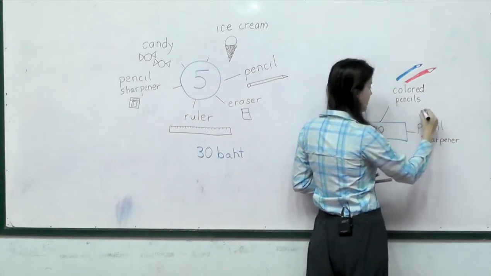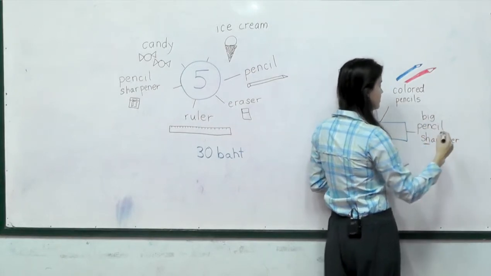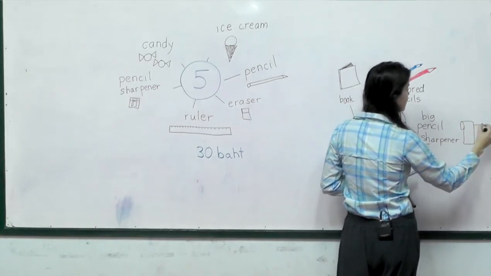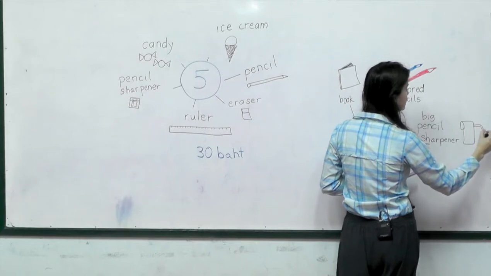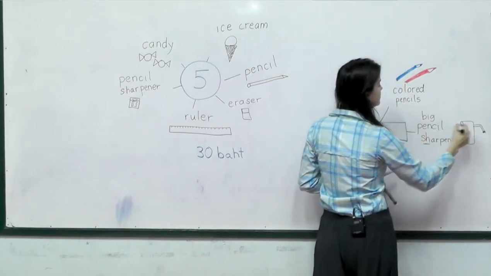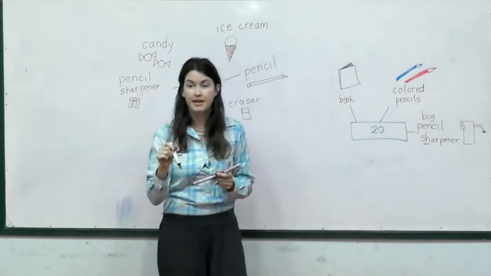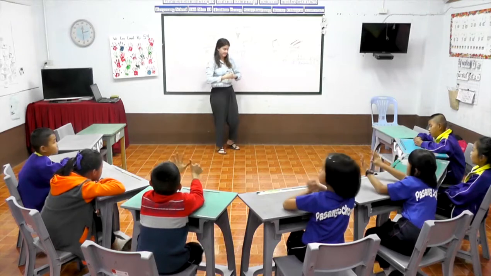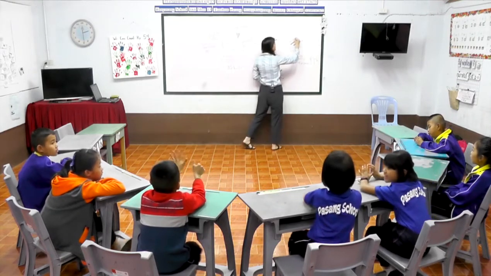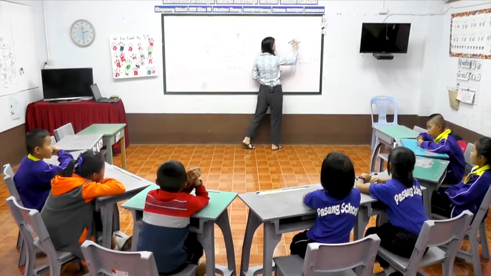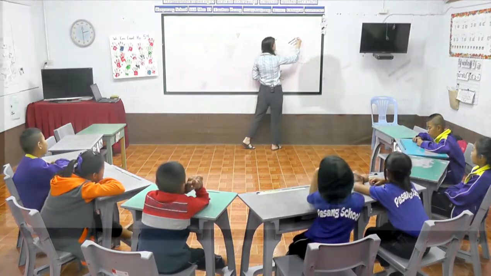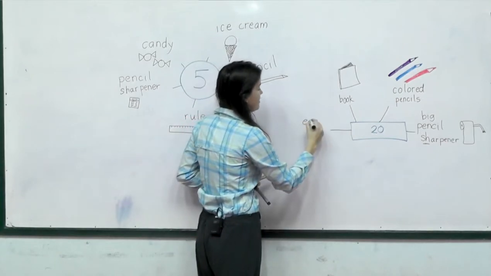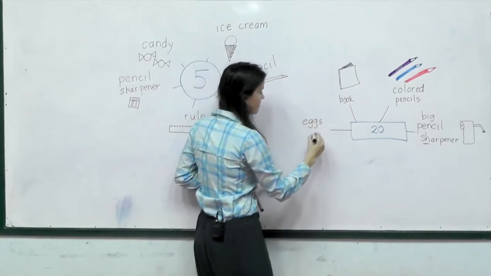S-N-H. Good, and we're going to put a big pencil sharpener. A big pencil sharpener, the kind with the handle on it. Cool. What did you say? Eggs. Friends, does anyone remember how we spell eggs? Double G. C-A-S-S. Very nice. So we can buy a couple eggs.